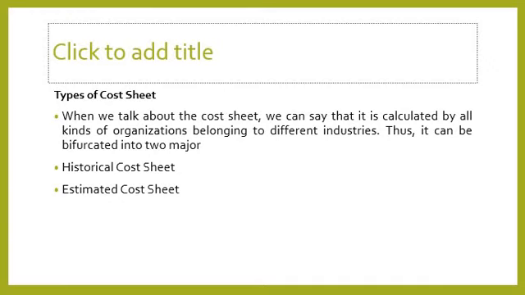When we talk about the cost sheet, we can say that it is calculated by all kinds of organizations belonging to different industries. Thus, it can be bifurcated into two major categories. The first one is the historical cost sheet, and the second one is the estimated cost sheet.